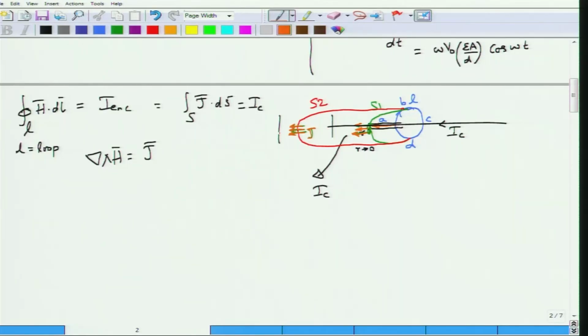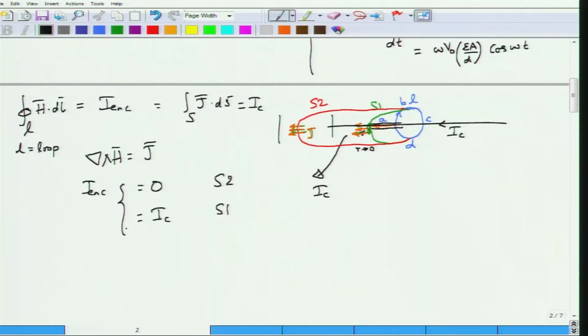Even with a perfect dielectric, there will not be any current through this because there are no free charges. As long as there are no free charges, there is no charge motion, there is no current. So if I apply the right hand side of Ampere's law to this, I will see that the I enclosed would be equal to 0 on surface S2, and it would be equal to the charging current if I consider surface S1.